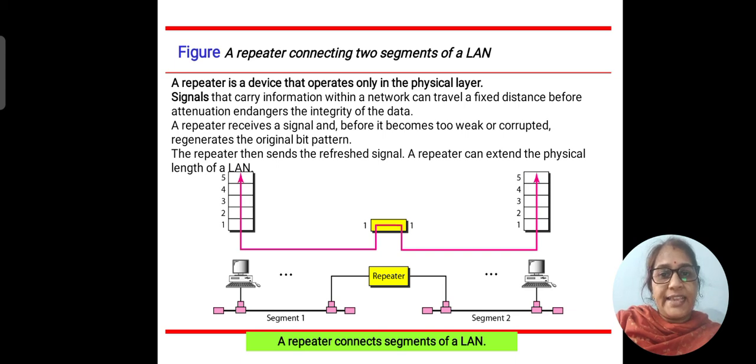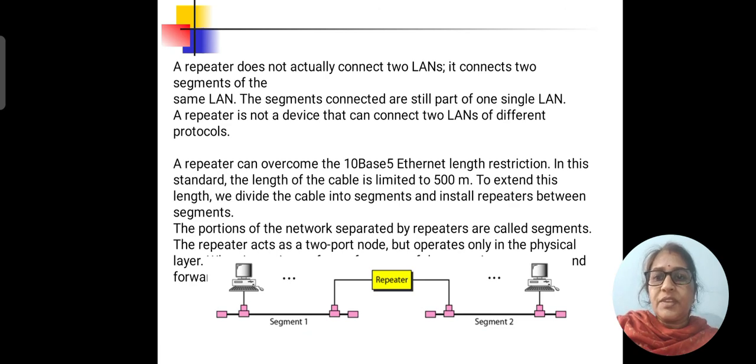A repeater can extend the physical length of a LAN, as shown in the block diagram of a repeater connecting. In the next slide, here we also see that a repeater does not actually connect two LANs. It connects two segments of the same LAN. The segments connected are still part of one single LAN. A repeater is not a device that can connect two LANs of different protocols.